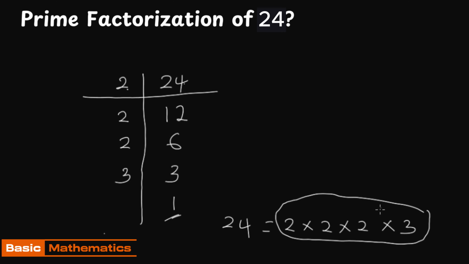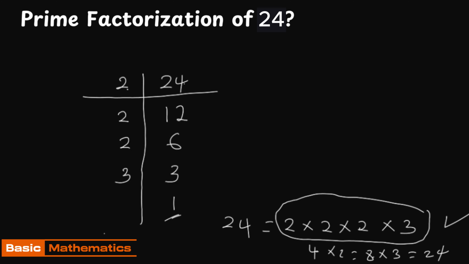To check if you're correct, you multiply these prime numbers and you get back 24. For example, 2 times 2 is 4. 4 times 2 is 8. 8 times 3 gives us 24. So those are the prime factors, or prime factorization, for 24.